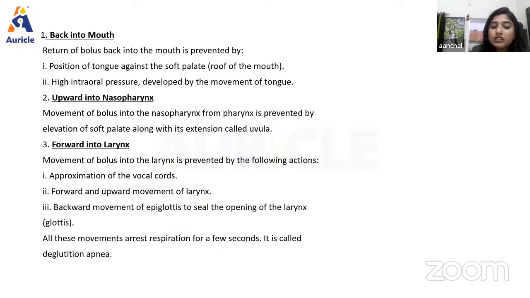Now the third and last one, the forward passage into the larynx. For the larynx, obviously we know a very important structure, that is known as the epiglottis. There will be backward movement of the epiglottis to seal the opening of the larynx. Another thing, there will also be a forward and upward movement of the larynx, which will also prevent the movement of food from the pharynx into the larynx, or into the air passage. But sometimes it also happens that food gets into this structure. What happens in that case, we will also discuss.